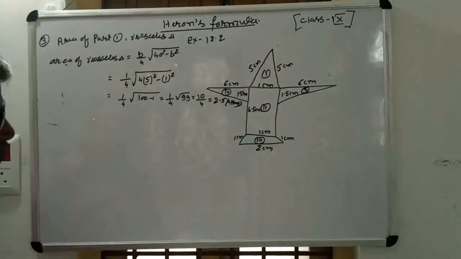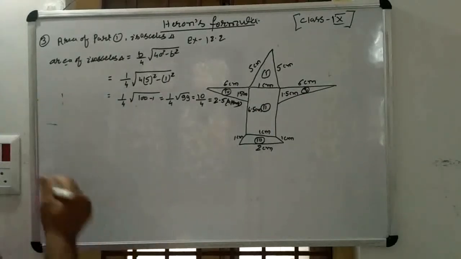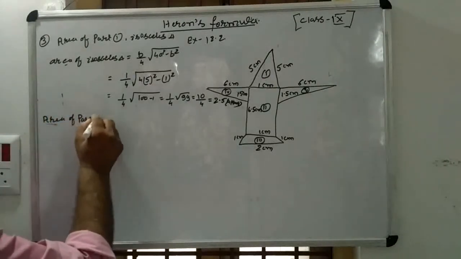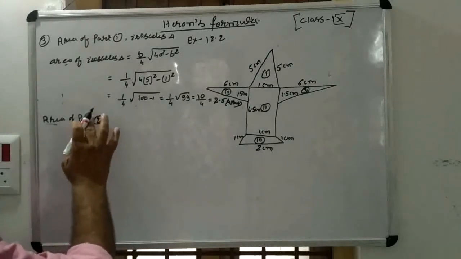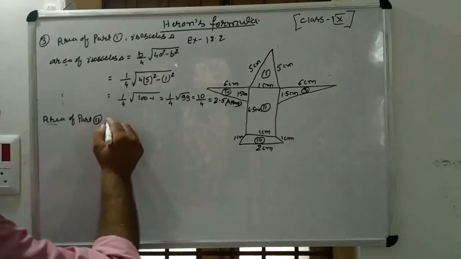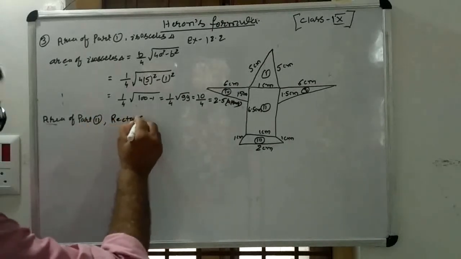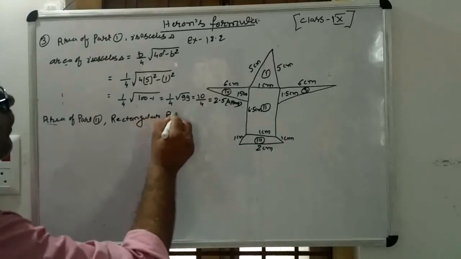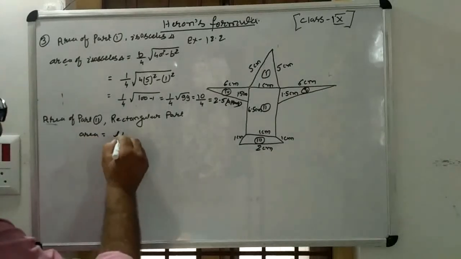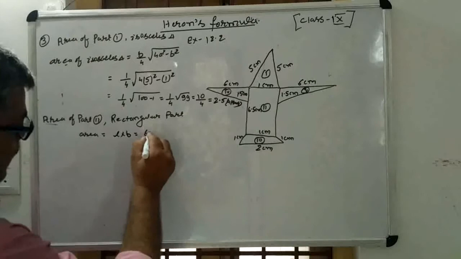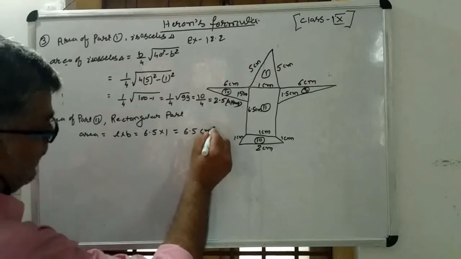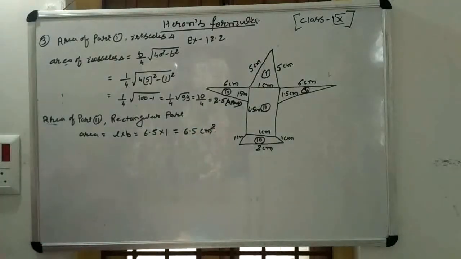Now similarly, you calculate the area of part 2, which is a rectangular part. Area equals length into breadth, that is 6.5 into 1, that is 6.5 centimeter square. This is the area of part 2.